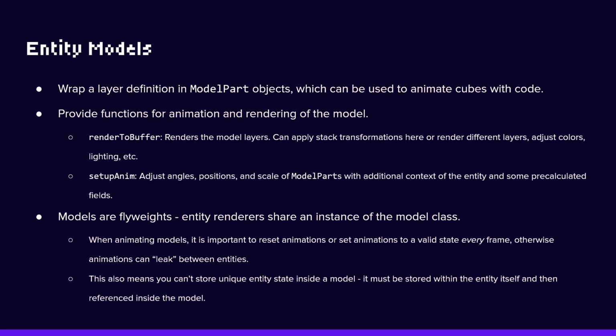And the concept of flyweights also applies to models the same way it does to blocks and items. So each entity or entity type will have one instance of the model class. That means that you can't store state, like you can't store something related to a specific entity inside the model, because they will leak between different entities of the same type. So you can put fields on the entity itself and then just reference them from the model.